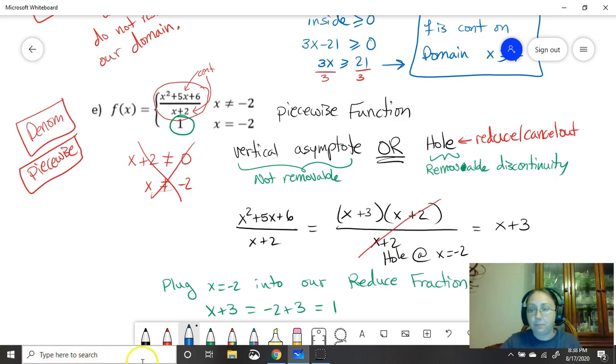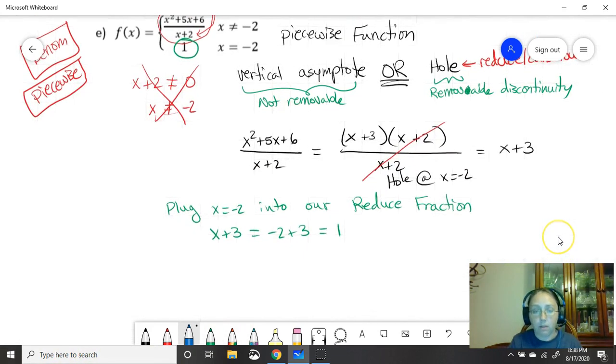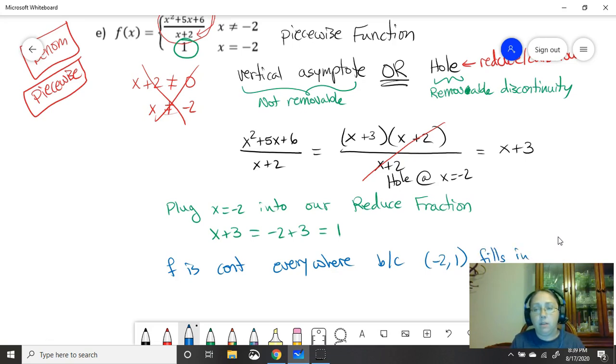Let's write that down. So f is continuous everywhere because the point (-2, 1) fills in the hole.